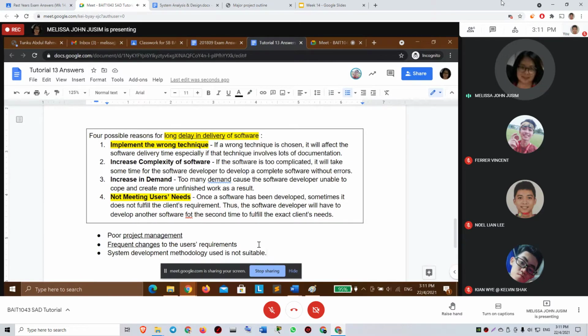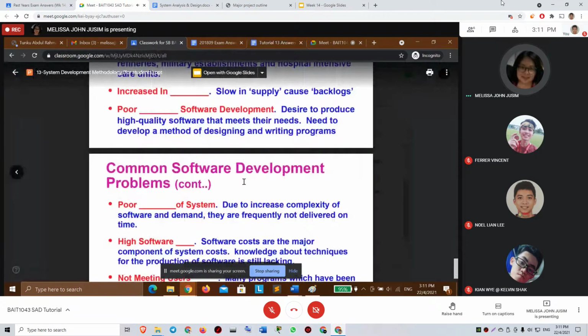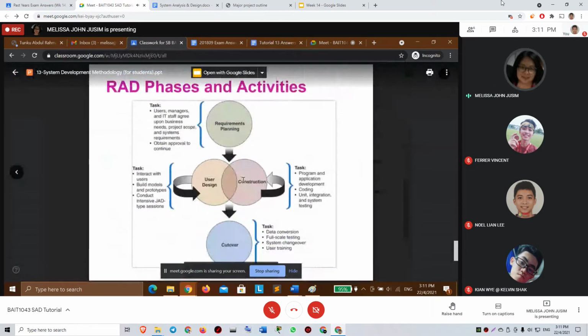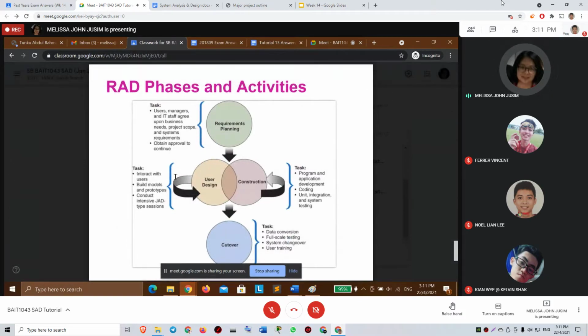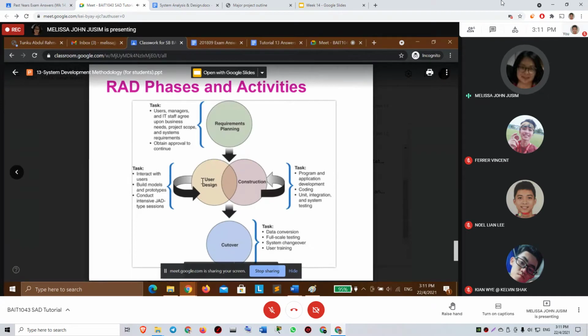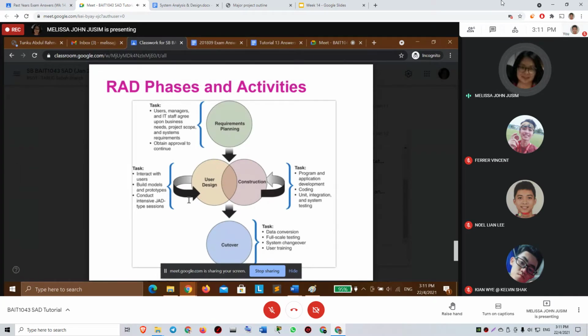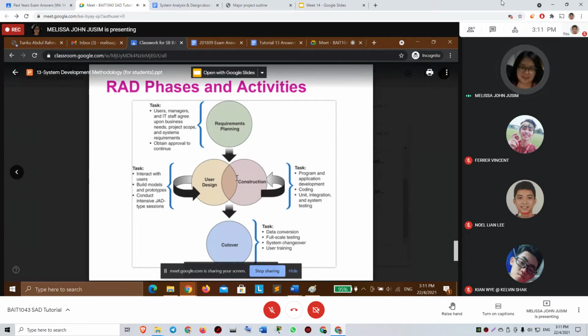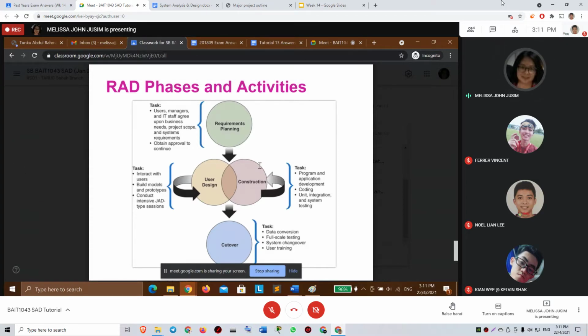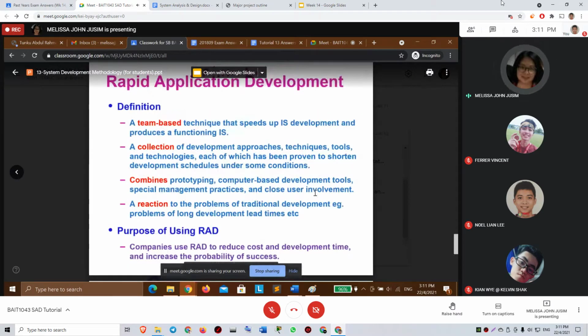If you go for RAD, notice that even for the diagram, this one is done very quickly. You design and then get the user feedback. You do the prototype, continue with the prototype, and then this will be ongoing very fast. So if it's within a short time, then you should use RAD rather than SSADM.